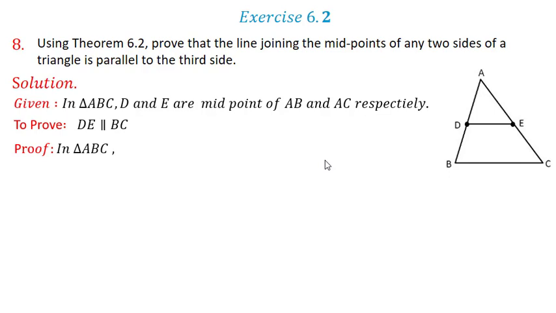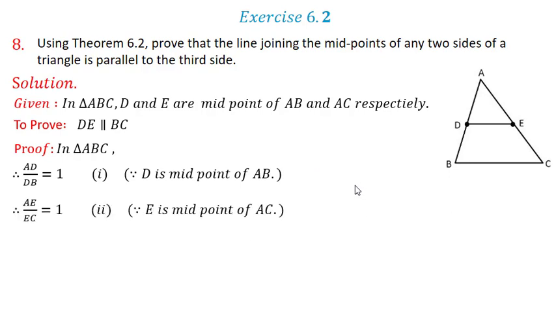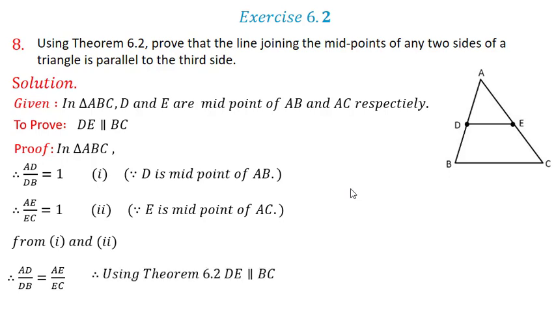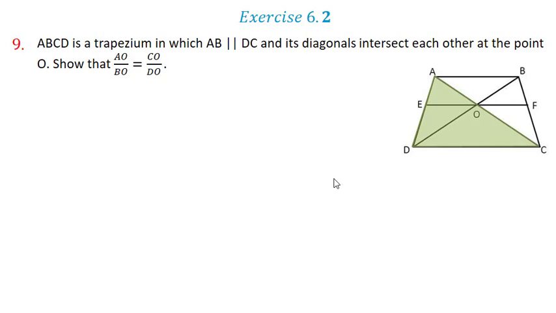So in triangle ABC, I have AD upon DB equals 1, as D is the midpoint. Similarly, AE upon EC is also equal to 1. Therefore, from 1 and 2, I can say that AD upon DB equals AE upon EC. Hence, by using theorem 6.2, I can say that DE is parallel to BC. Hence, proved. Simple.